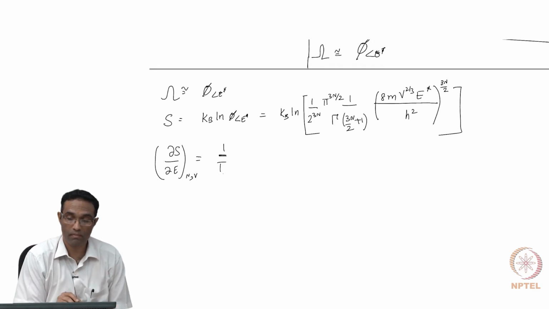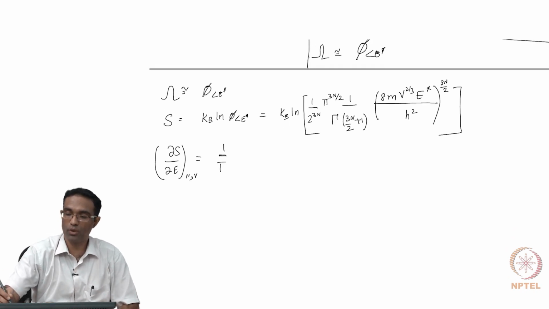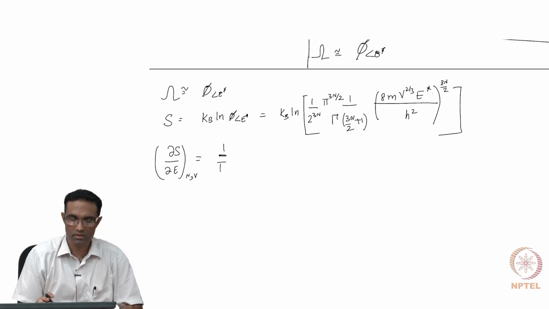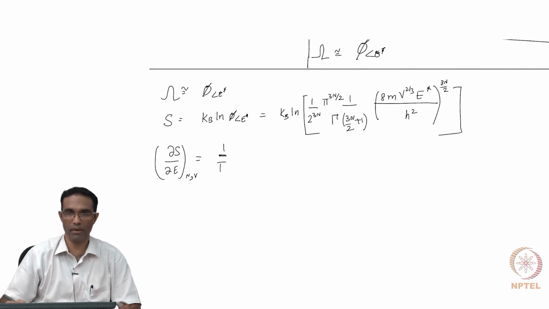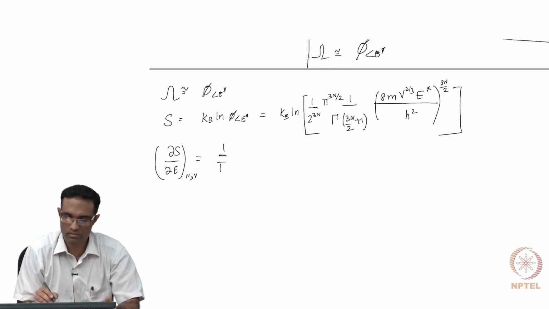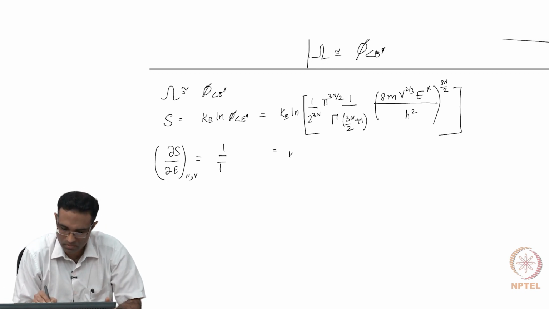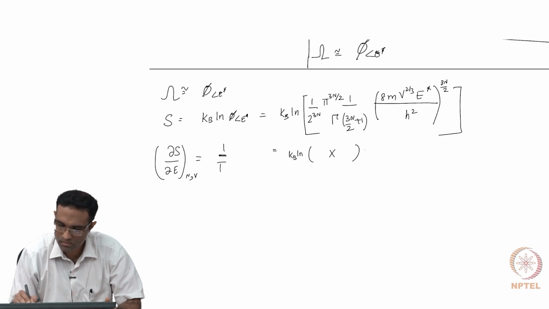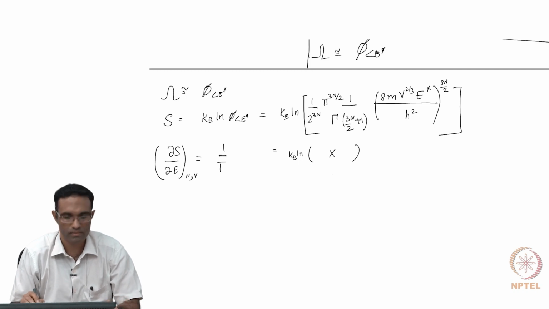You are supposed to differentiate only with this E star, right? So you can actually club everything and get rid of everything and have only the term which is ln e to the power 3n by 2. Perform the differentiation. Do it. Find the pressure, temperature.